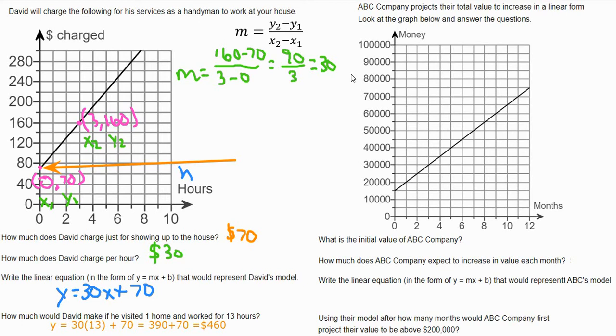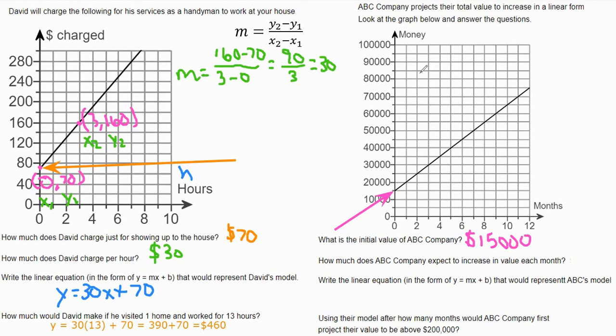The next question is, ABC Company projects their total value to increase in a linear form. We're going to look at the graph and answer the questions below. The first question is, what is the initial value of ABC Company? That would be the value when it just starts off, and it looks like it's going to be 15,000. That's the initial value, so at time 0, the value appears to be 15,000 according to the graph.